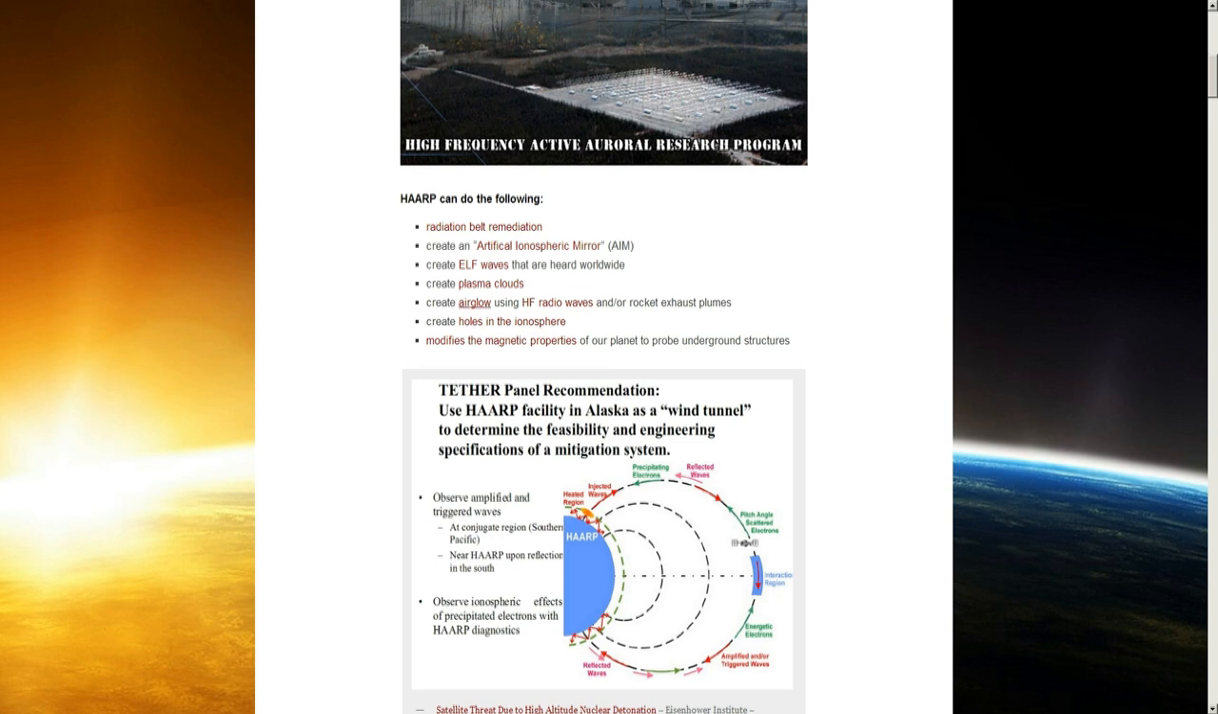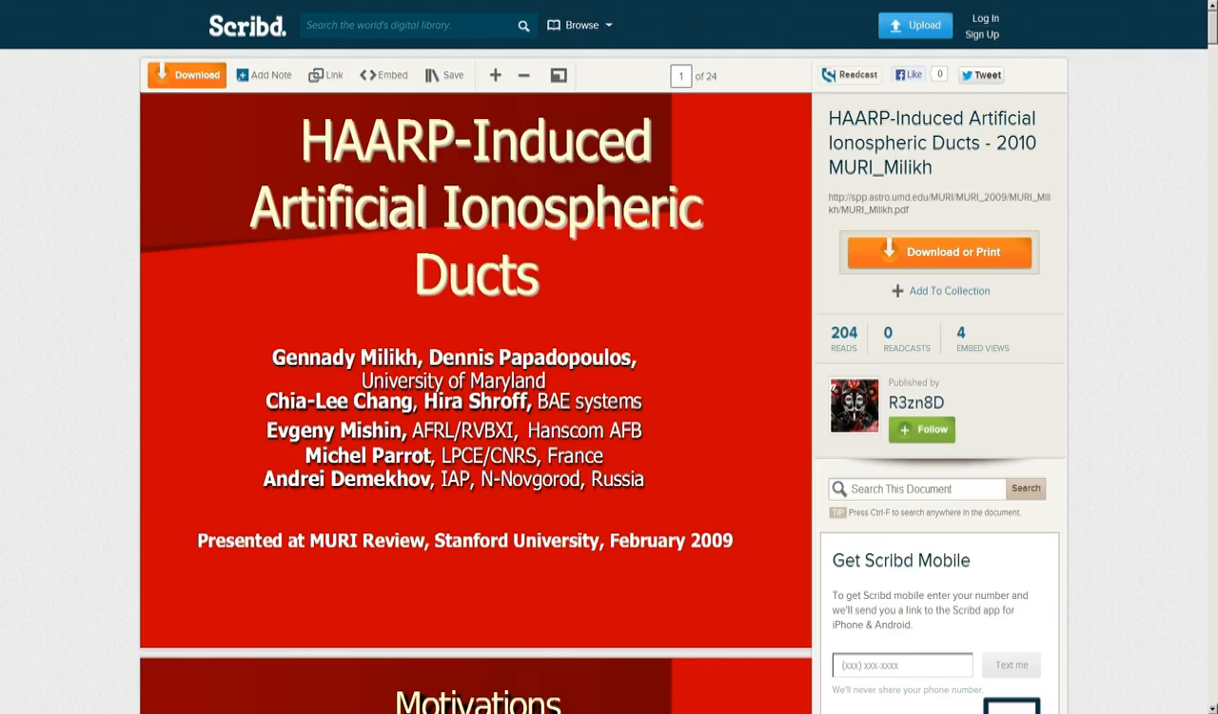Create air glow using high-frequency radio waves and/or rocket exhaust plumes. Create holes in the ionosphere and modify the magnetic properties of our planet to probe for underground structures. And, you know, everybody talks about that. They say, oh, well, HAARP's used to look underground. Well, here's the proof of that.